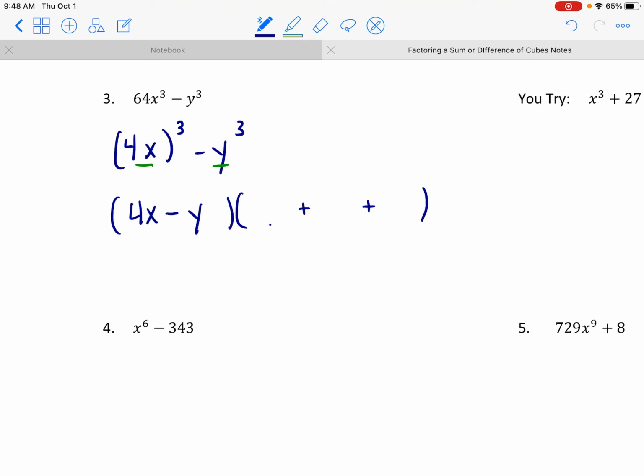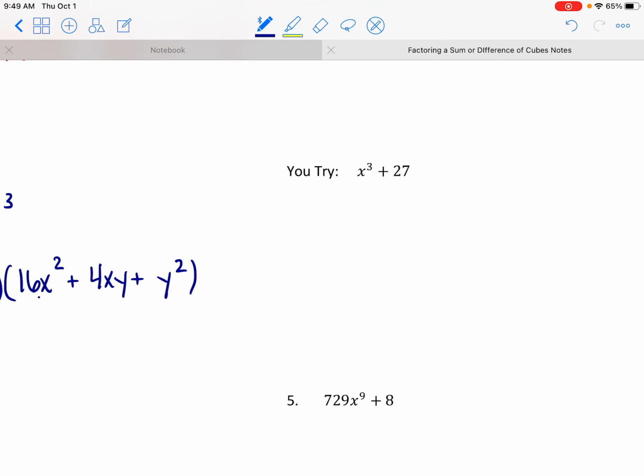And then for my first term in the trinomial, I have to square my first term here. So 4x times 4x, and if that's hard for you to do in your head, 4x times 4x is going to be 16x squared. And then in the middle, I've got to multiply my two terms, so 4x times y is going to give me a 4xy. And then at the end here, I've got to square my second term, so y times y makes a y squared. And there you have it. Okay, that is it. So if you feel like this is a process you can handle, then this would be a good opportunity for you to pause the video and give it a try.